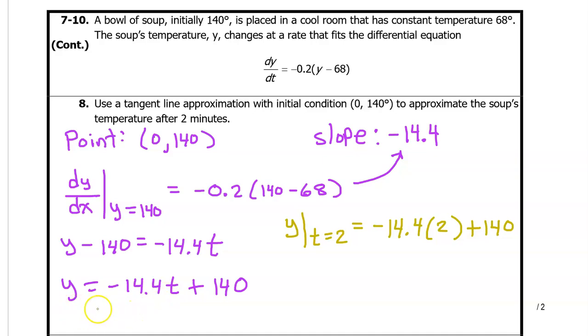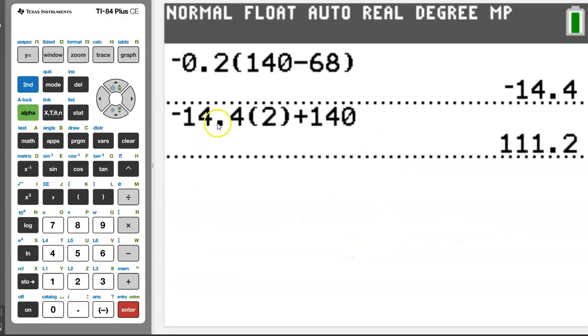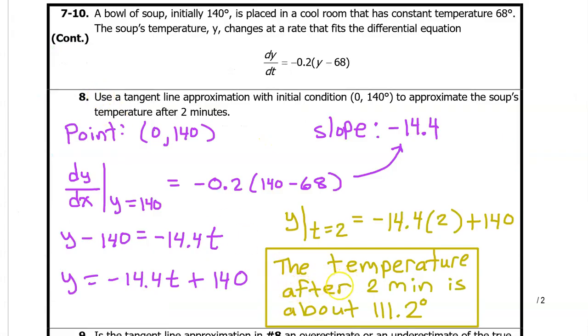We can use the equation of the tangent line to approximate the temperature at time t equals 2. Evaluating at t equals 2 gives us this. The temperature after 2 minutes is about 111.2 degrees.